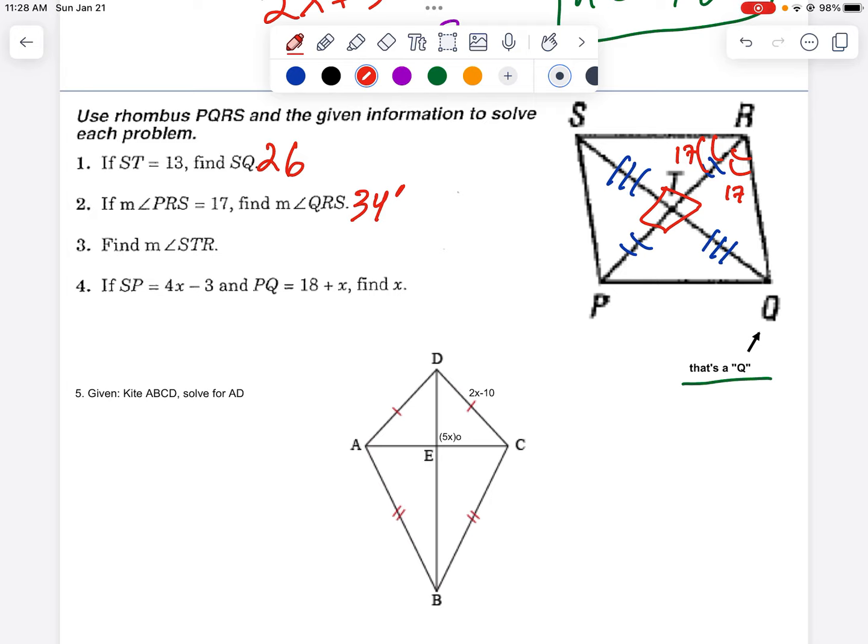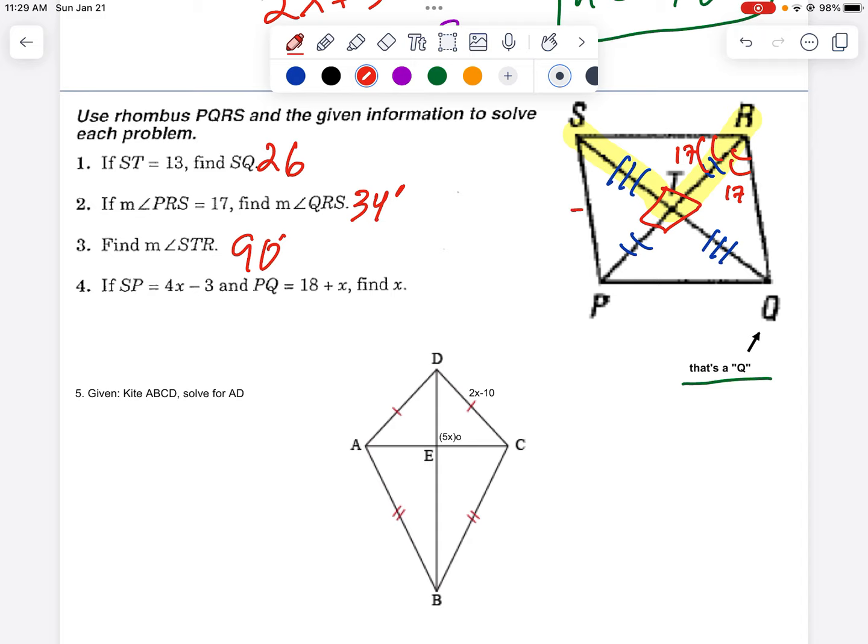Number 3 asks for the measure of angle STR. STR is right here. Well, again, this is more about the diagonals. The diagonals in a rhombus are perpendicular, which makes this a 90-degree angle. So you don't really have to do much work there. That's beautiful. Let's keep going.